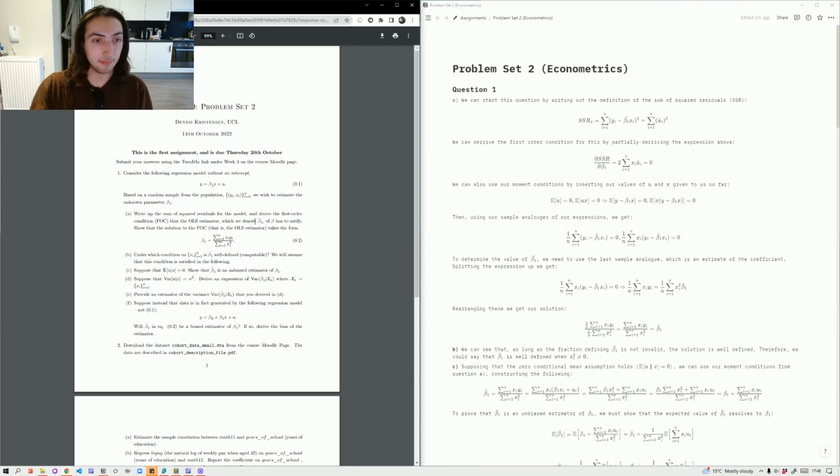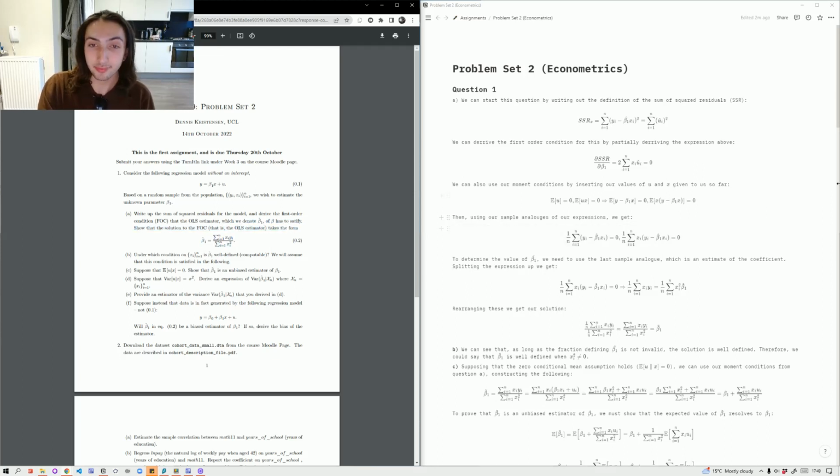It asks us to write up the sum of squared residuals for the model and derive a first order condition of the OLS estimator, which we denote as beta 1 tilde in this case. That reminds me I should change that; I'll do it after. Don't write it with beta hat, it's beta tilde. Beta tilde has to satisfy the first order condition. Show that the solution to the first order condition, that is the OLS estimator, takes this form.